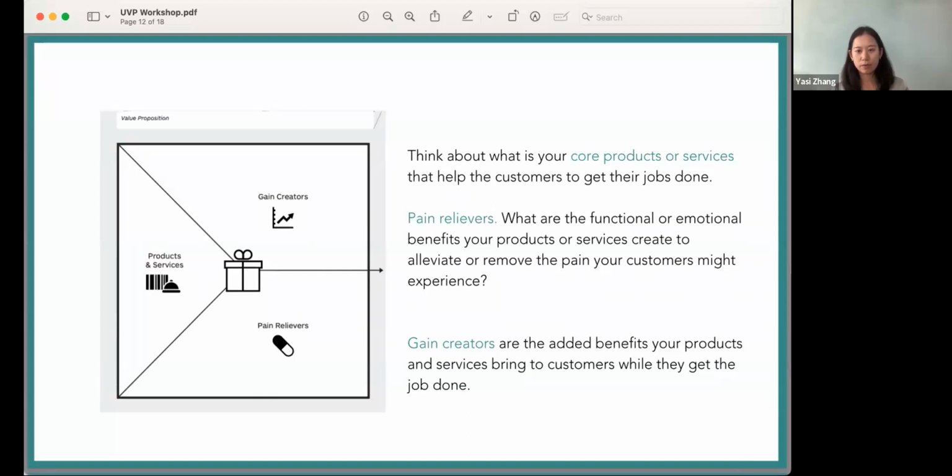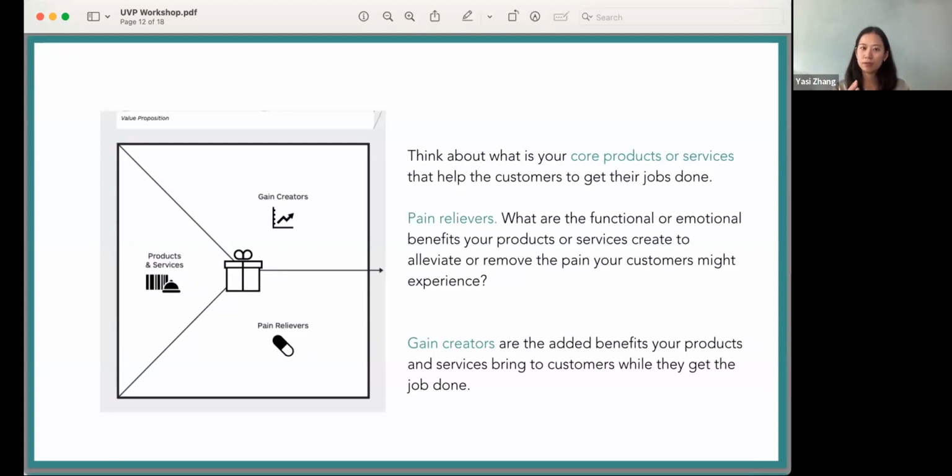Easy, one simple example. If you are a DeFi platform, people want to do staking from their own wallet, and you can develop this platform for them to get these jobs done. But while getting it done, the customer has to click through 10 different websites, connect wallet, verify here and there. So yes, they can get the job done, but is it pleasant, right? Maybe not. But gain creators could be benefits that you bring to your customers while they get the job done. Maybe it could be a user-friendly website, or one click to get things done, or a lot of things automated. Those can be your gain creators.